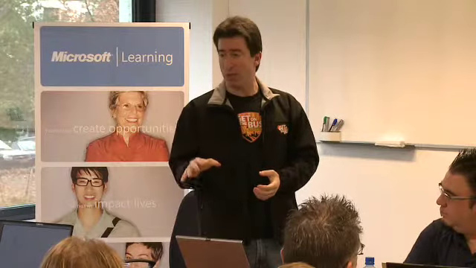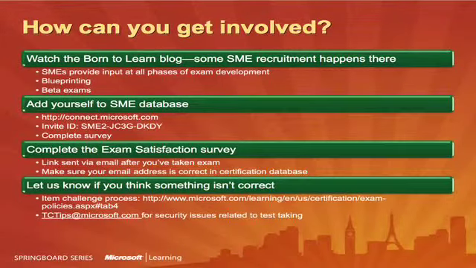To become one of our reviewers or item writers, there's a few different ways you can do it. One of the best ways is just to watch our blog, because every time we have a particular opportunity where we need some good, talented people, we'll advertise for it. We also have a subject matter expert database on connect.microsoft.com where you can just go and enter your own information. We will link to this every time that we advertise for an opportunity on the blog. You can also complete the exam satisfaction survey. If you don't want to be an item writer, but you do want to give us feedback, when you take those exams, I can promise you every survey that gets completed, someone looks at in our group.